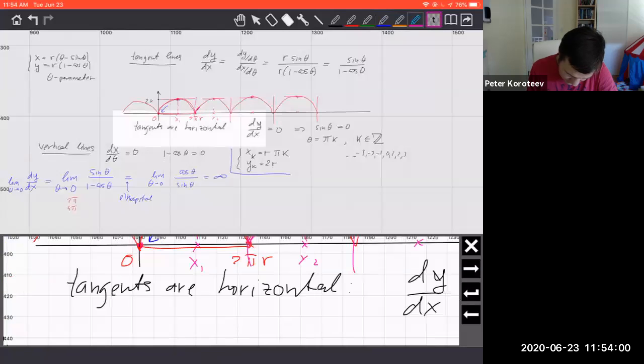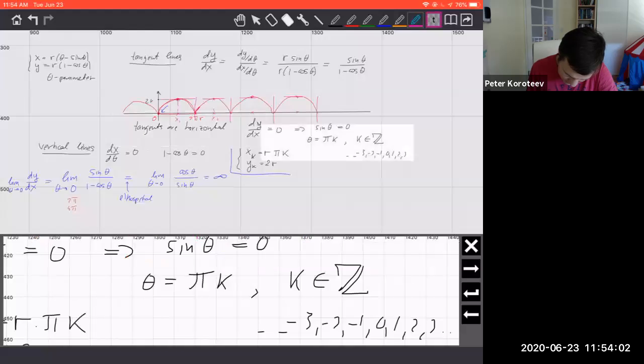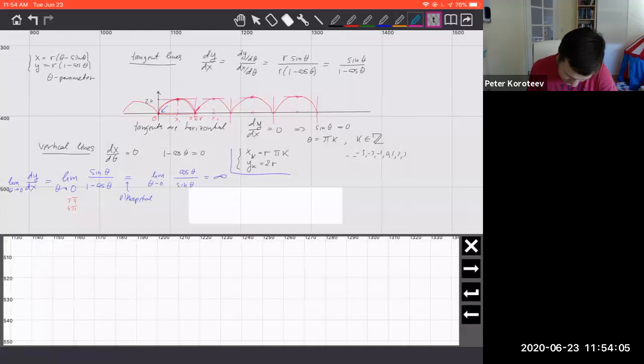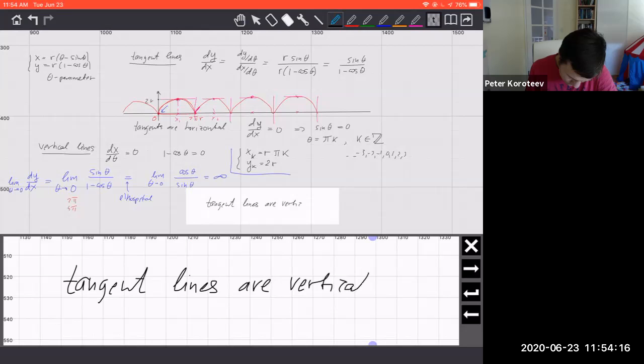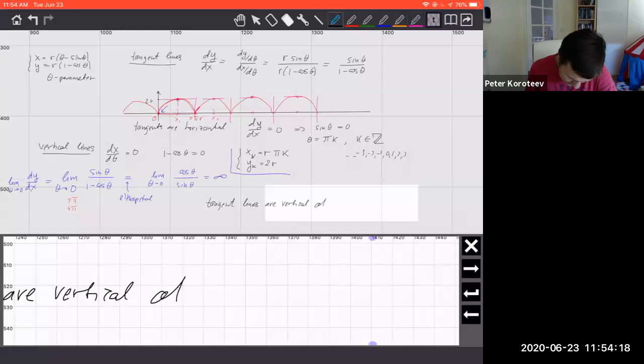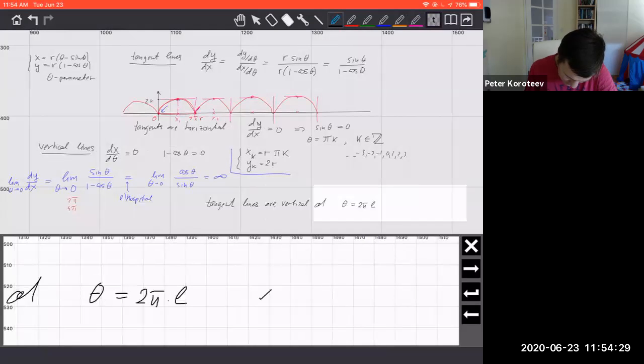So tangent lines are horizontal at theta equals pi k, and then for completeness, tangent lines are vertical at theta equal to 2 pi times maybe another integer L, where L is an integer.